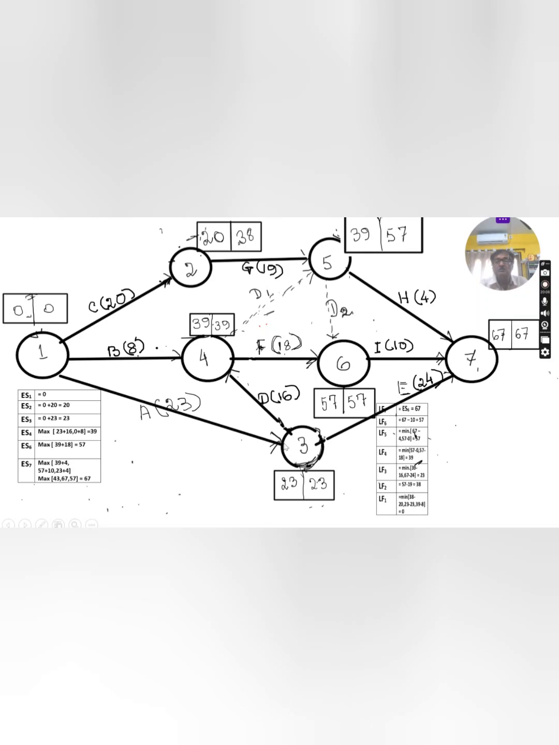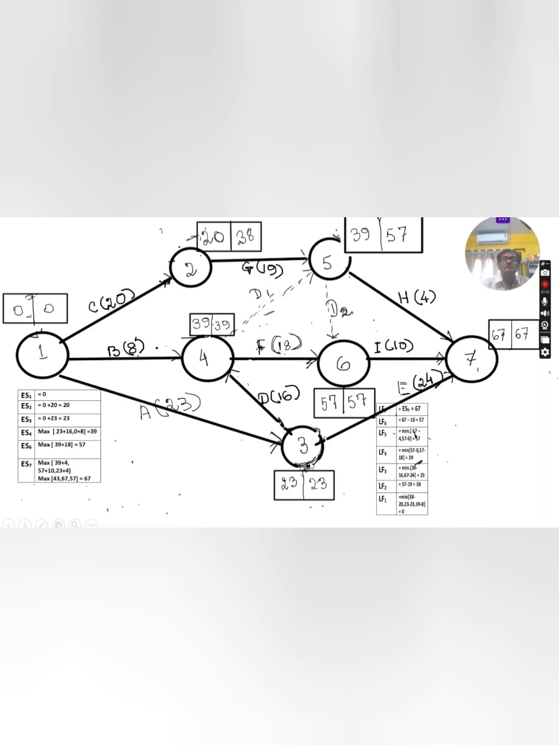Now S3. Which are the activities emanating from this node? This is 3-4 and 3-7, both have to be completed. So the latest finish time here is 67 minus 24, that is 43, and the latest finish time 39 minus 16, that is 23. Of the two, keep the lowest, that is 23. It is shown here. You can check it. Latest finish time of 3 is 23. How have you computed it? 67 minus 24, 39 minus 16. Keep whichever is smaller. That is latest finish time 23.